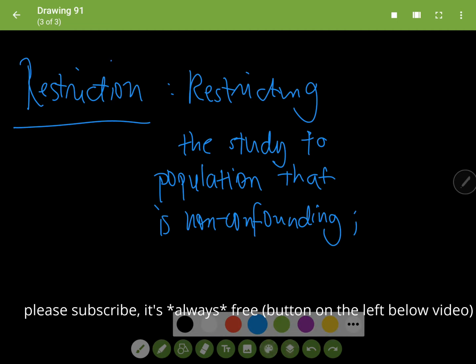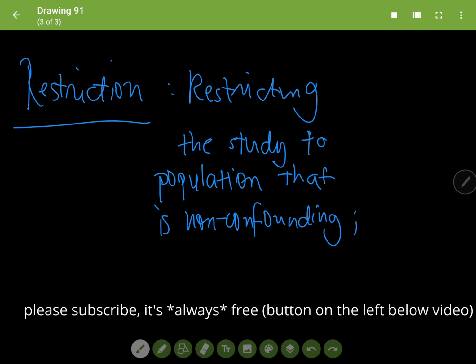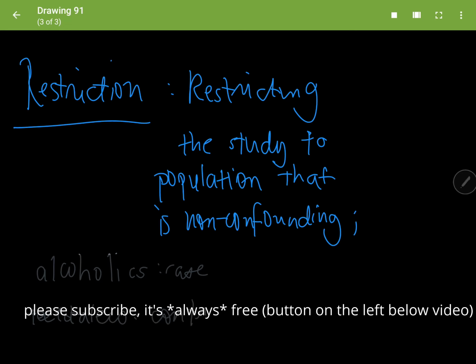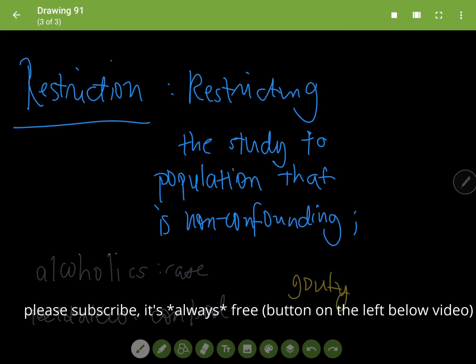So for example, if you have a study where you are taking alcoholics or people who drink a lot of alcohol as your case group, and people who don't consume alcohol, so teetotalers, is your control, and you are measuring the incidence of gouty arthritis. So you're measuring gouty arthritis.